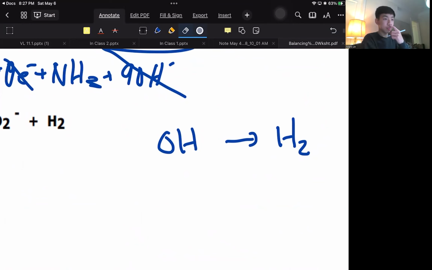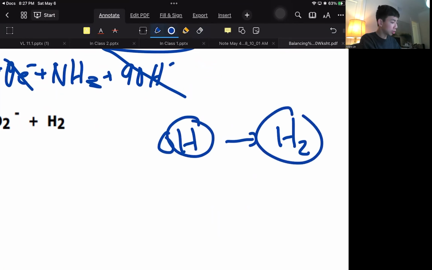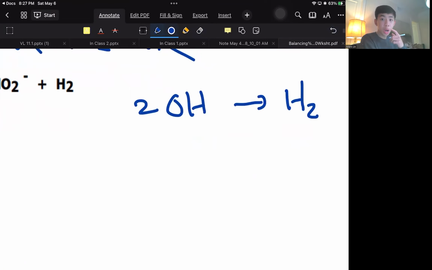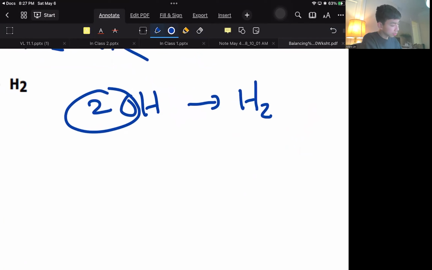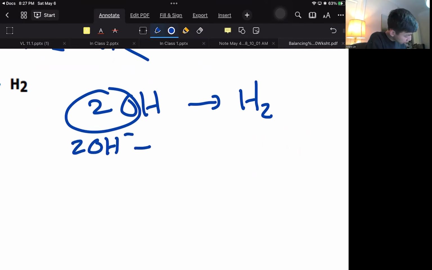Okay, so from OH to H2, we notice that there haven't been any examples in here, but we need to balance the mass. There's one hydrogen on this side, two hydrogens on this side, so we need to add two OH. Okay, so let's start. There's two oxygens here, zero oxygens here, so we need to add two water molecules: OH minus to H2 plus 2 H2O.